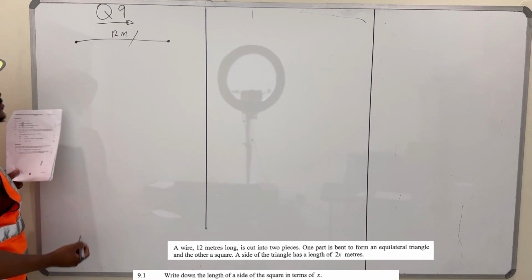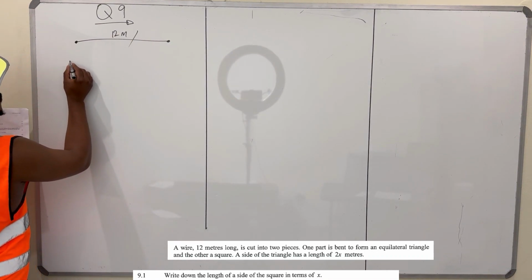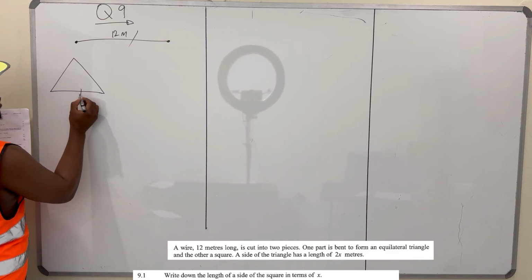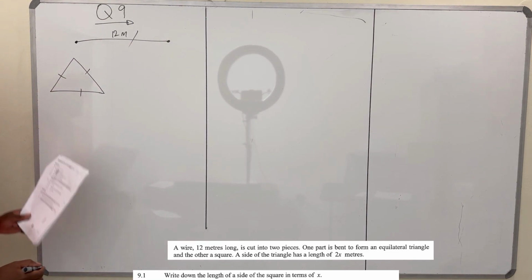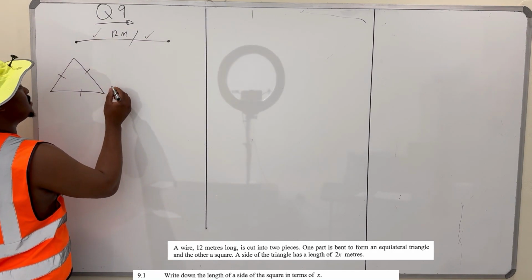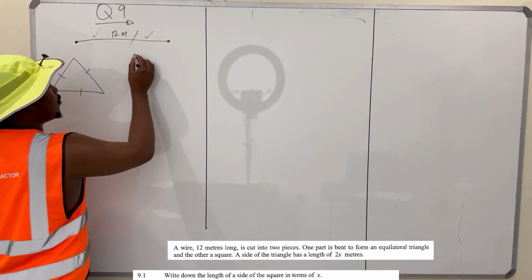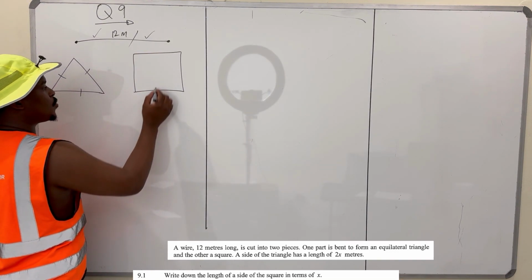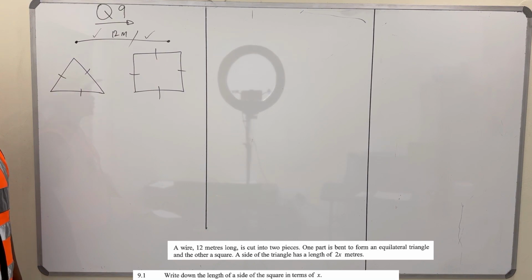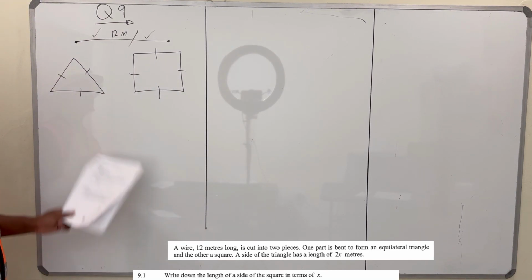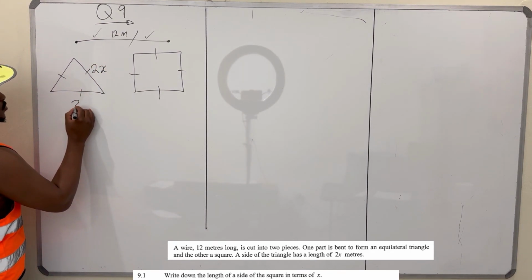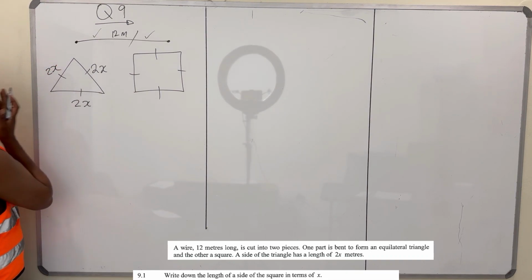So this wire of ours is cut such that we form an equilateral triangle. What is an equilateral triangle? It's a triangle in which all sides are equal. And the remaining part is used to make a square. What is a square? It's this thing with all sides being equal. This is your square, this is your triangle. You are told that a side of the triangle is 2x, which means this one is 2x as well, and this one is 2x as well.